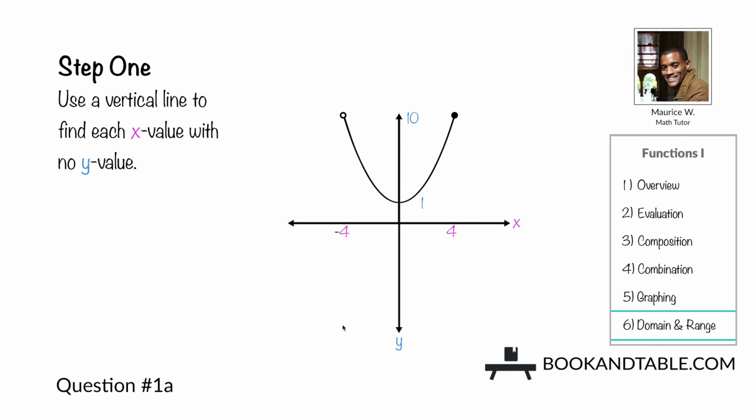Question 1a, we'll first focus on finding the domain of this function. So step 1, use a vertical line to find each x value with no y value. So we'll start towards the left and make our way to the right. And at the very end of this function, where x is equal to -4, there is no y value. We continue along the curve, and we see all x values are accounted for until we reach x is +4. So the domain would be parenthesis, -4, comma, +4, with a bracket to the right.